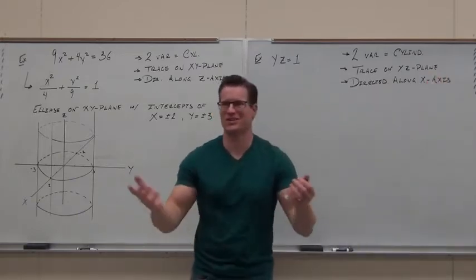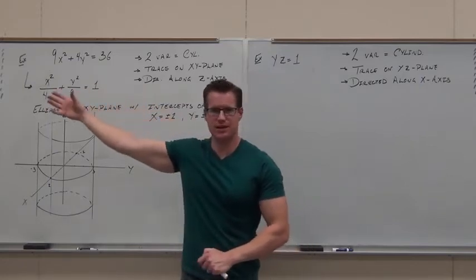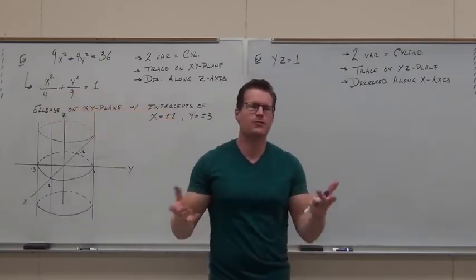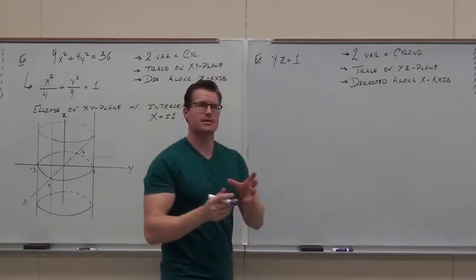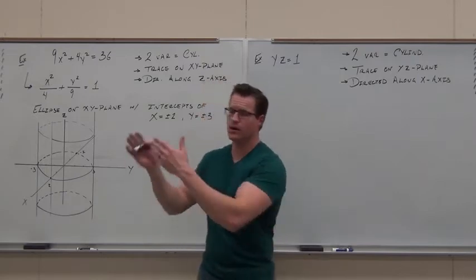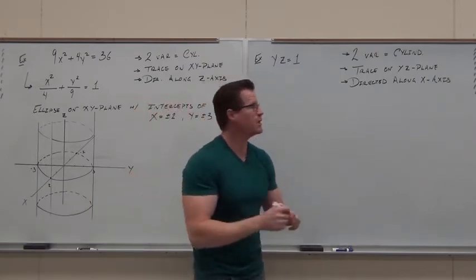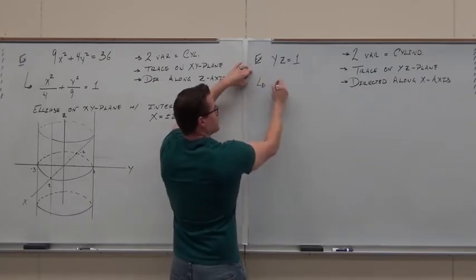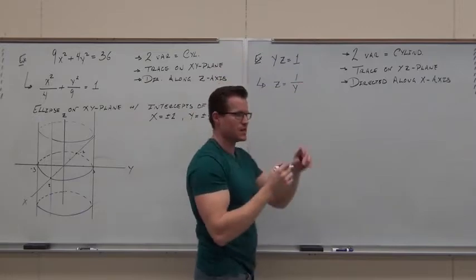Oh my gosh, what does it look like? I don't know. That's why we solve these things to look like conic sections or functions that we understand. So me personally, I would make this in terms of y, so I would solve for z, because I like drawing on the z as my up and down axis. That makes a little more sense to me. So I would solve this for z equals 1 over y.